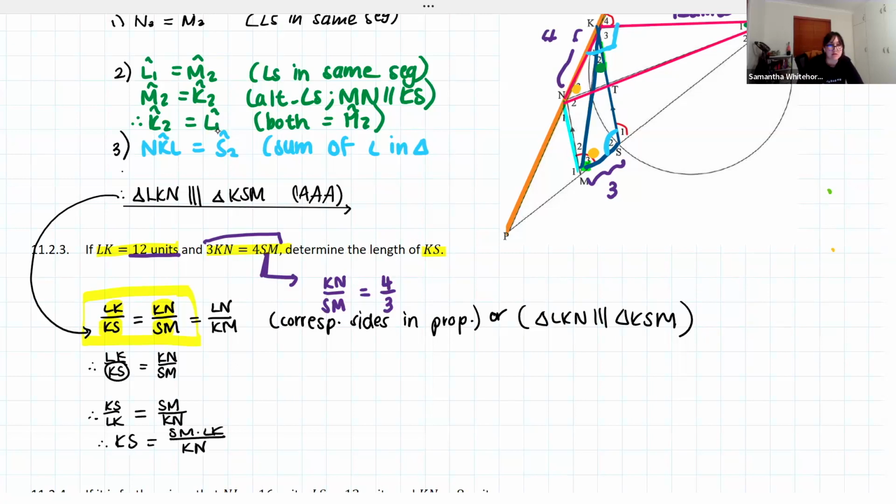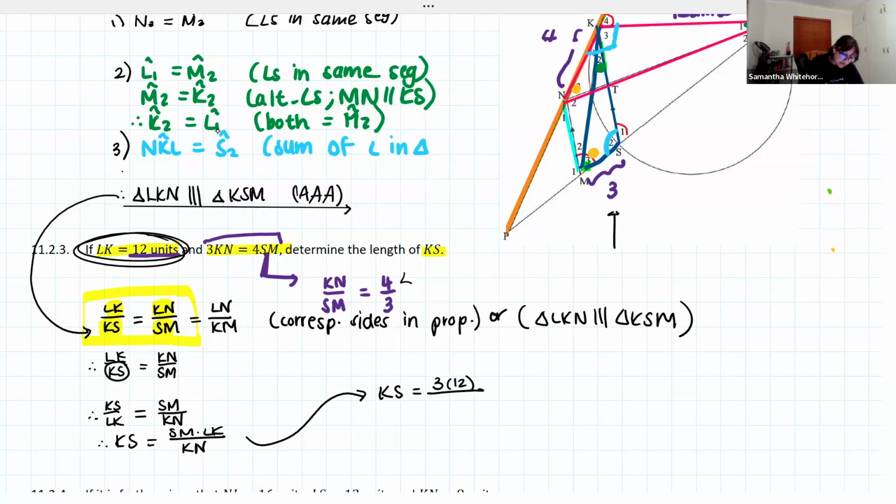You don't have to do it like this, guys. I just like to isolate what I want, but you don't have to do it like this. And from here, you can now substitute what you have. So SM, remember, is the 3 units or the 3 parts. LK was the 12 units we were given, so 3 times 12, over KN, which was the 4 parts we were told. And then you just put that into your calculator. You don't need to do anything else. Telling you that KS is equal to 9 units in length.